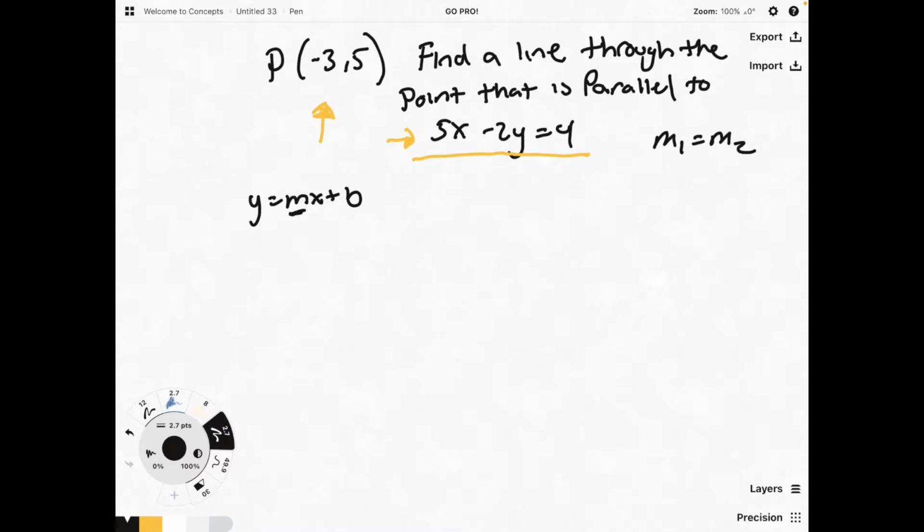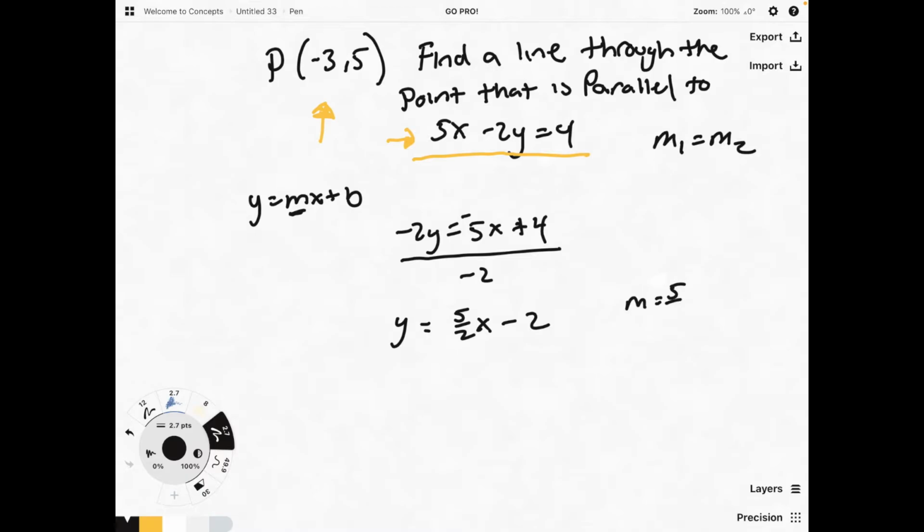Rearranging this equation, we're going to get negative 2y, bringing the 5 over to the other side. We get a negative 5x, and we have the 4 that's left over there. Dividing everything by negative 2, we're going to be left with y equals 5/2 x minus 2. Now that we have this form of the equation, we know that m is equal to 5/2. We've now satisfied the parallel portion if we set both slopes equal to 5/2.